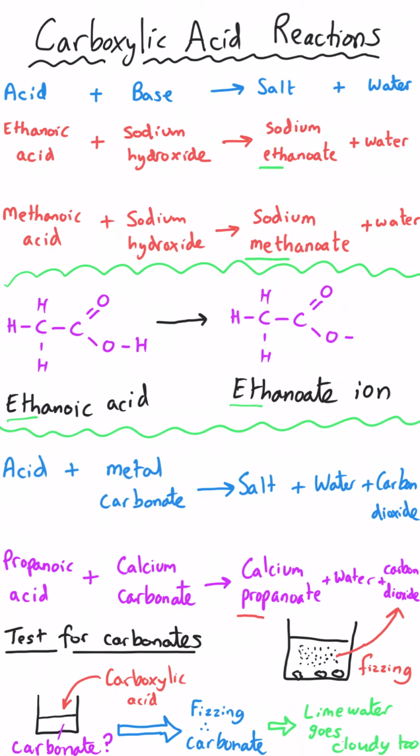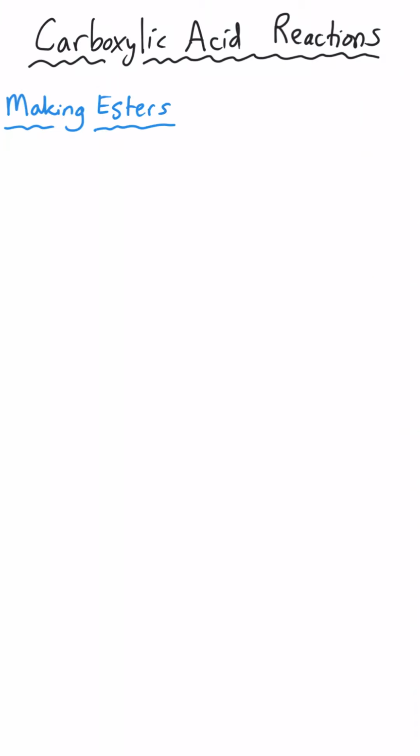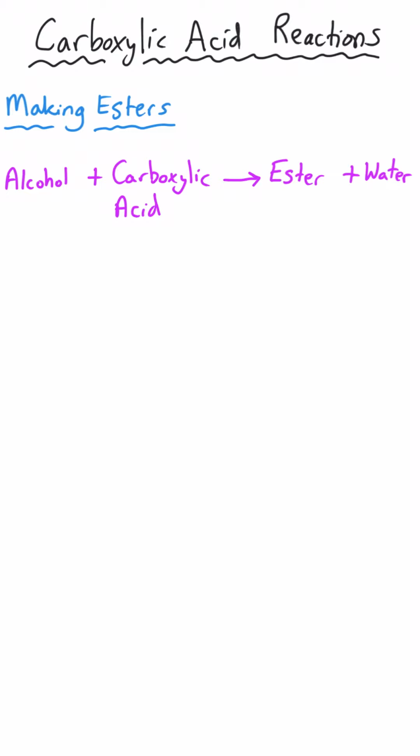And then the final reaction that you need to know about in terms of what carboxylic acids can do is they can react with the alcohols that we looked at earlier and produce a new family of chemicals called an ester. Not only does this happen, we also make water as a byproduct. So a carboxylic acid plus an alcohol will react and turn into something called an ester.